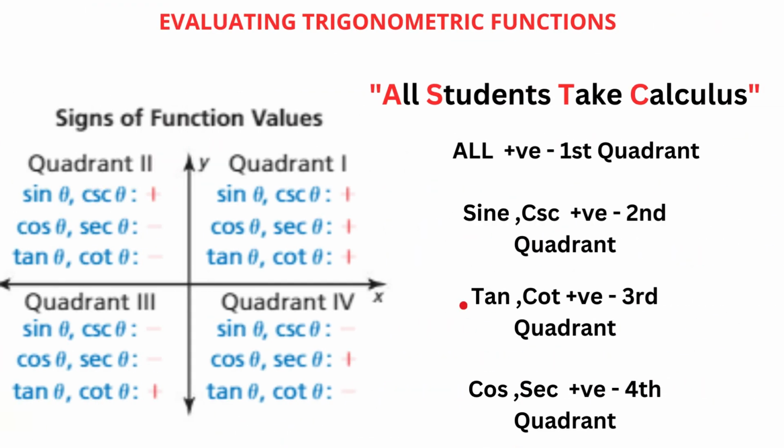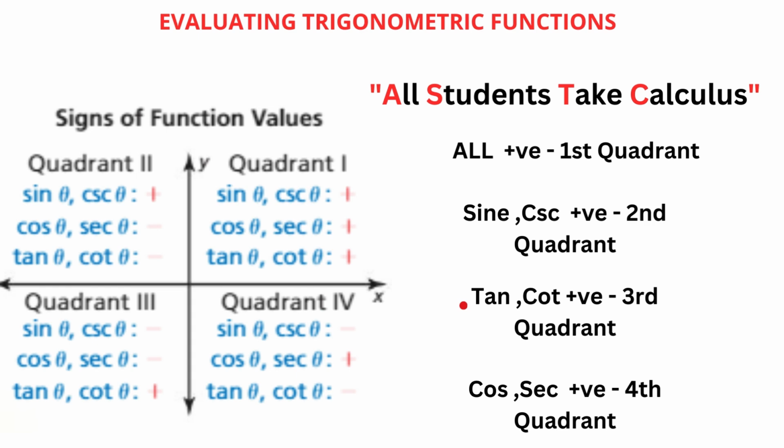Evaluating trigonometric functions. To remember this, remember the phrase all students take calculus. So in the first quadrant all trigonometry functions are positive. And in the second quadrant sine and its reciprocal cosecant are positive, represented by the phrase s as in students.